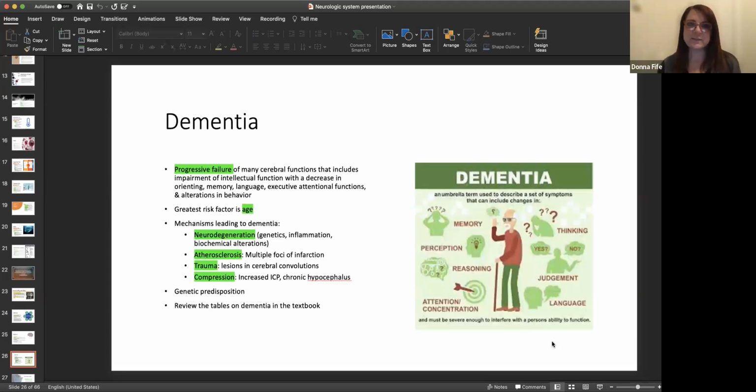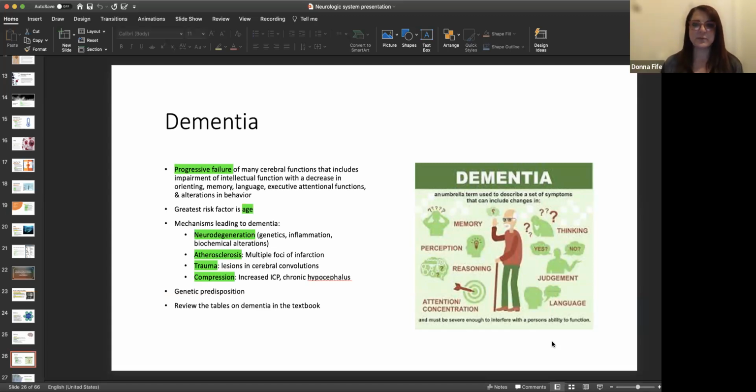This is a progressive failure. Remember, delirium was acute, dementia is progressive. It's a progressive failure of many cerebral functions that includes impairment of intellectual function with a decrease in orienting, memory, language, executive attention functions, and alterations in behavior. The greatest risk factor for this is age. The mechanisms leading to dementia include neurodegeneration, genetics, inflammation, and biochemical alterations.